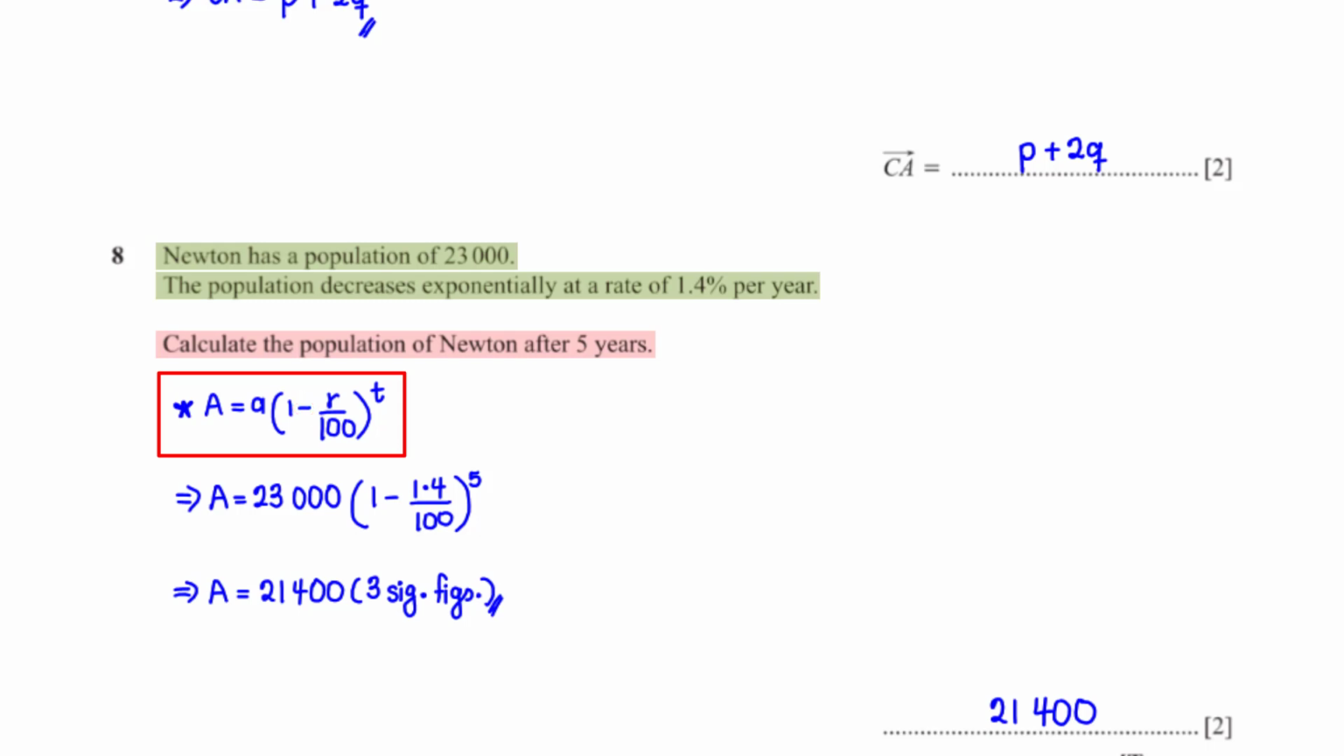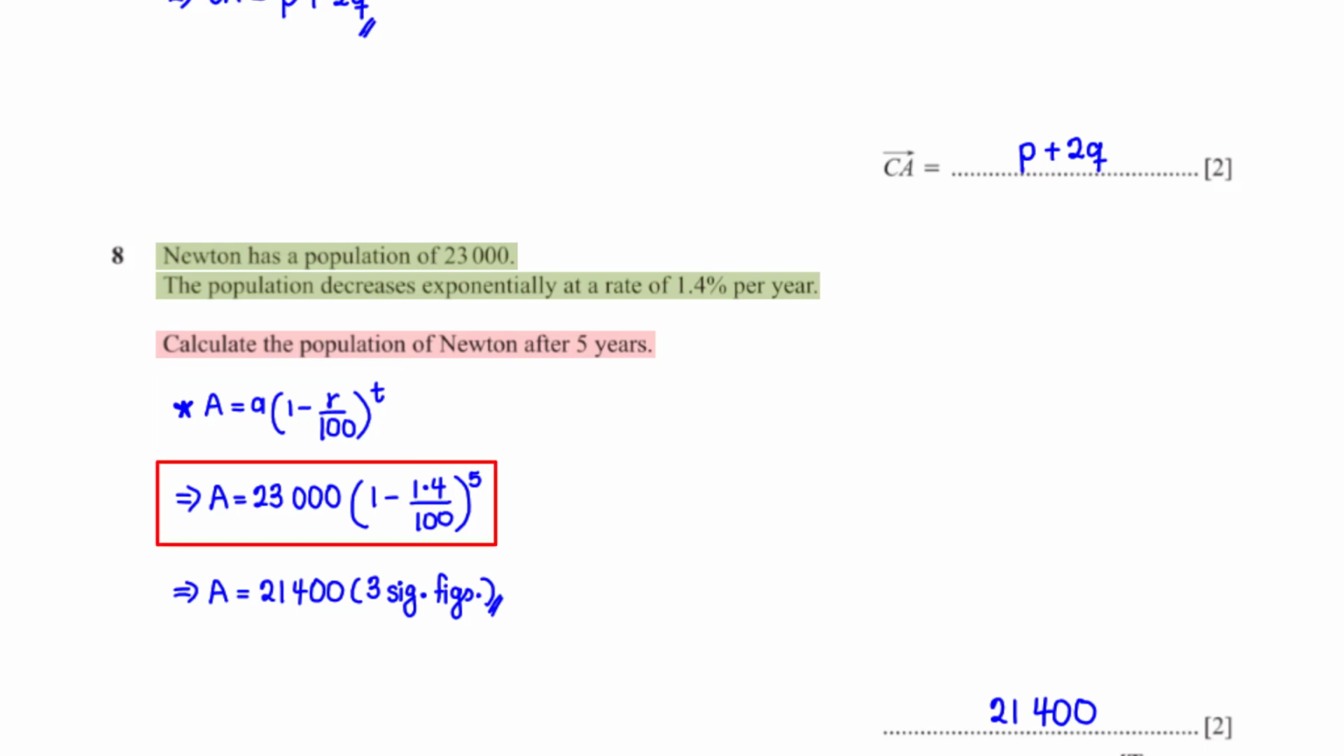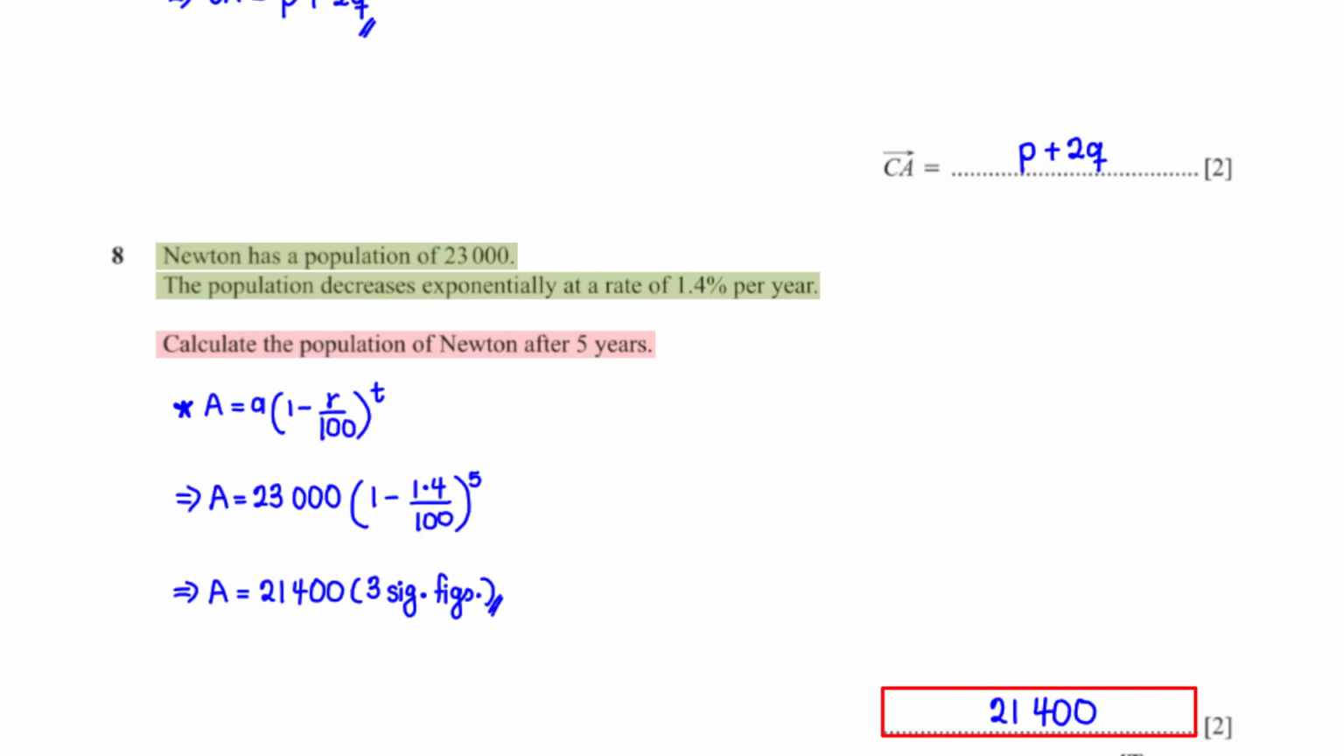Big A represents the final population of Newton, which is what we are finding. Small a represents the starting population, which is 23,000. R is the annual rate, which is 1.4%, and T is the time duration in years, which is 5. When we type this into the calculator, we get 21,400 rounded to 3 significant figures.